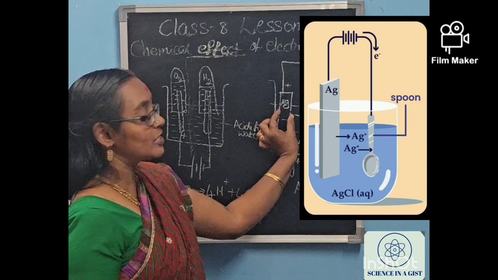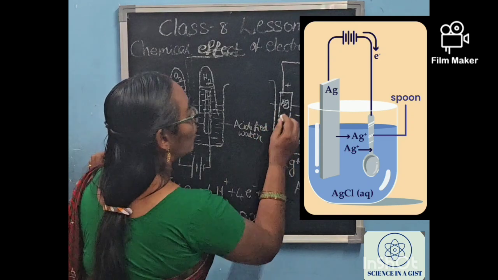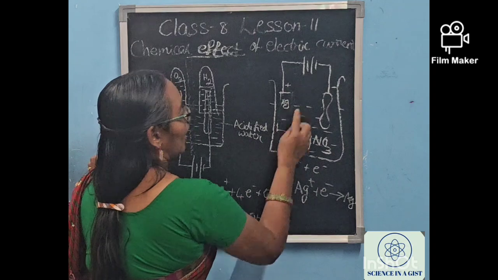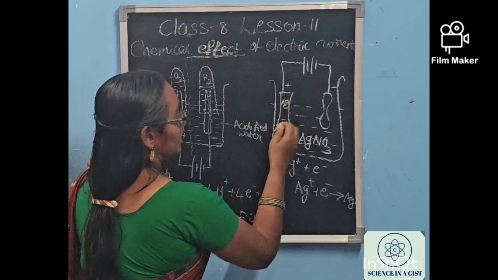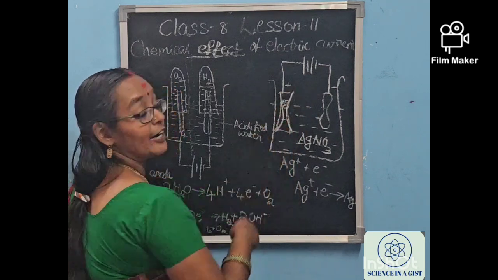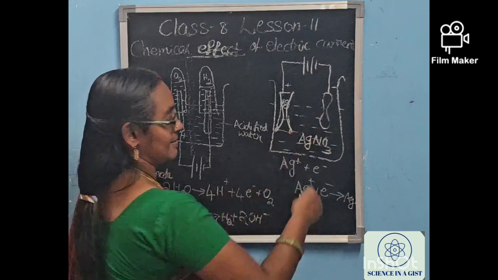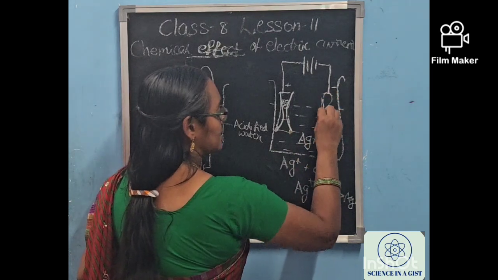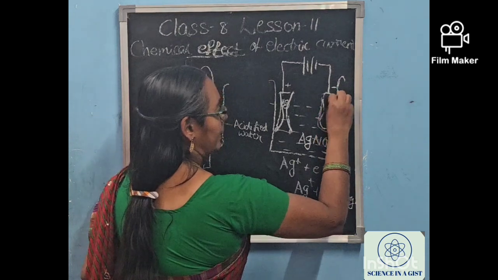And what about this metal? This metal will become more and more thinner. After half an hour, it will be like this. Then after 1 hour, it will be much thinner. Like that, it will be reduced in size, and the spoon will be increased in size. So here fully, what happens? Silver metal will be deposited.